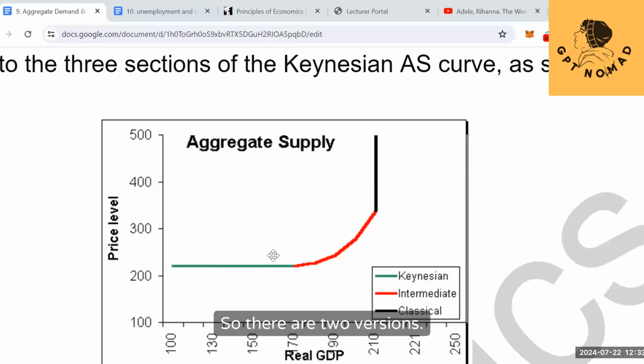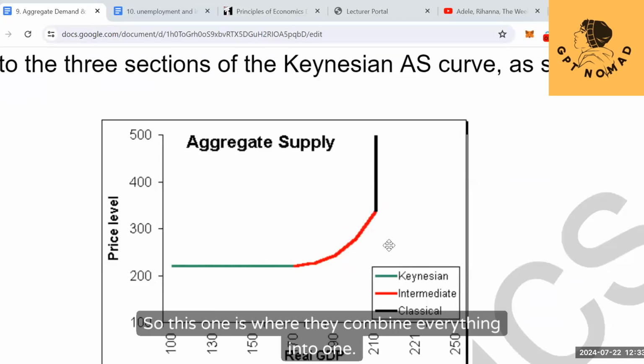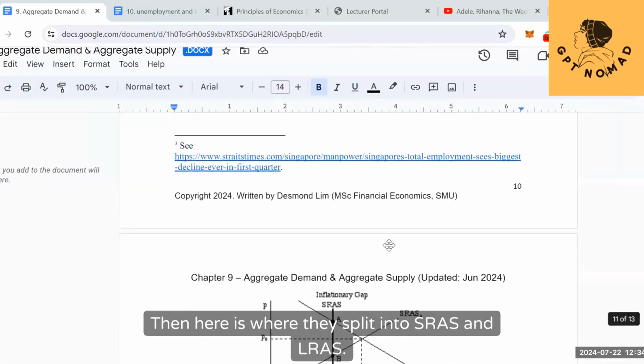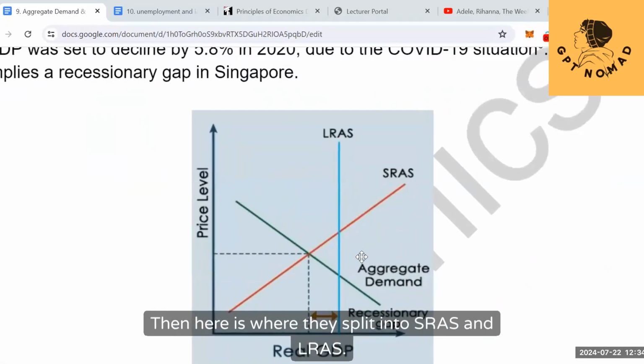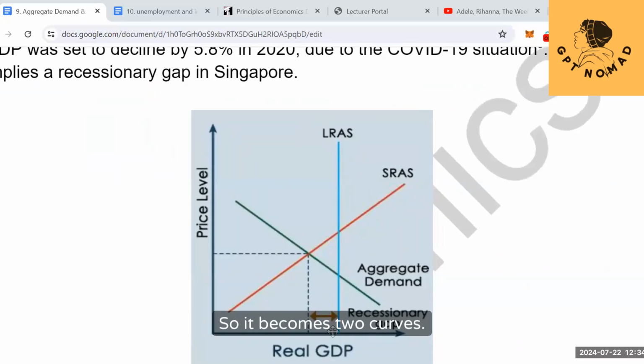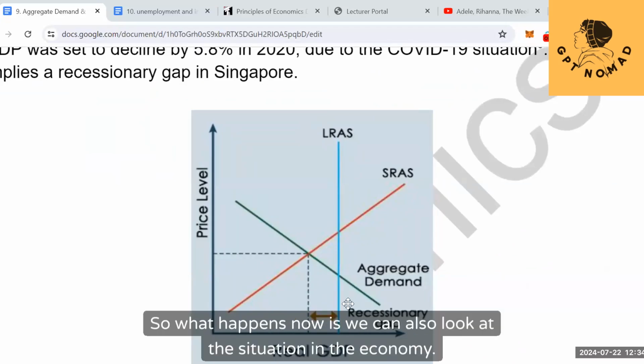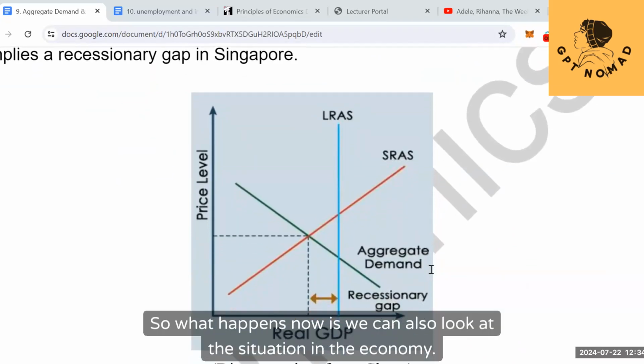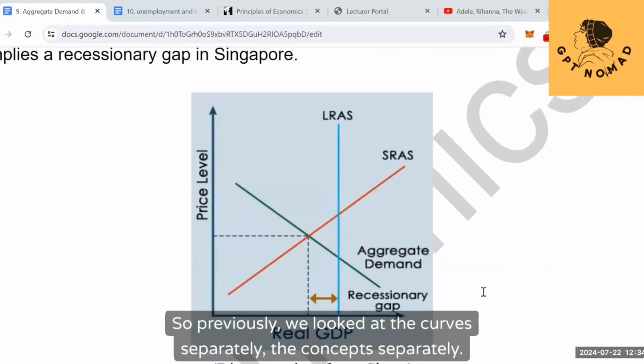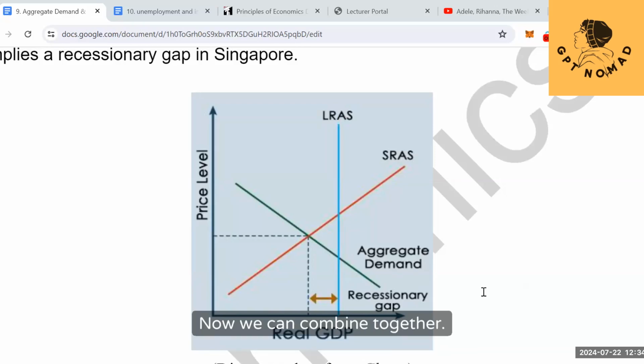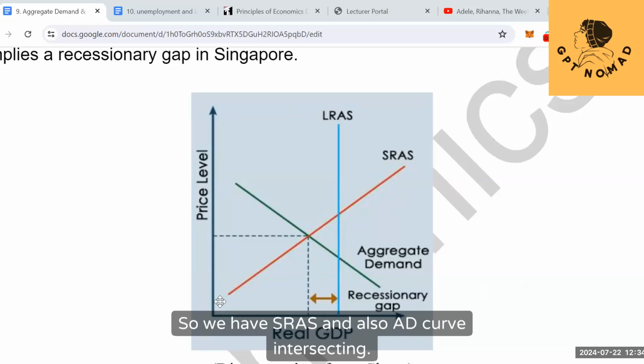Okay, so there are two versions, right? This one is where they combine everything into one. Then here is where they split into SRAS and LRAS, so it becomes two curves. Okay, so what happens now is we can also look at the situation in the economy. Previously we looked at the curves separately, the concepts separately. Now we can combine them together. So we have SRAS and AD curve intersecting.